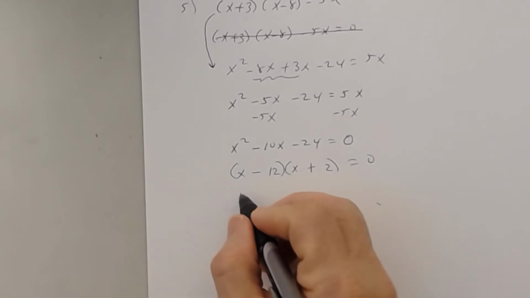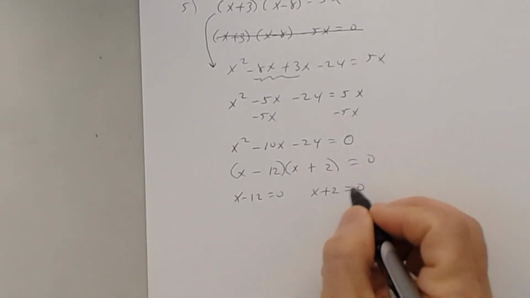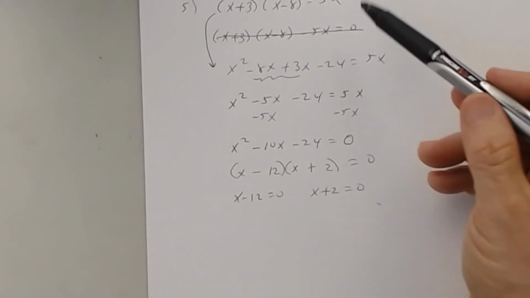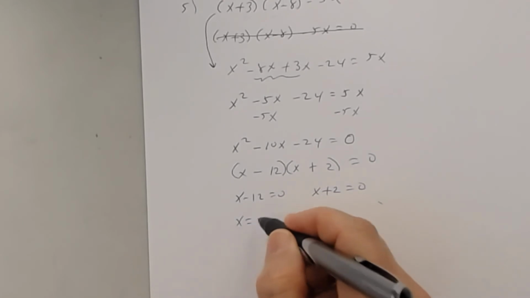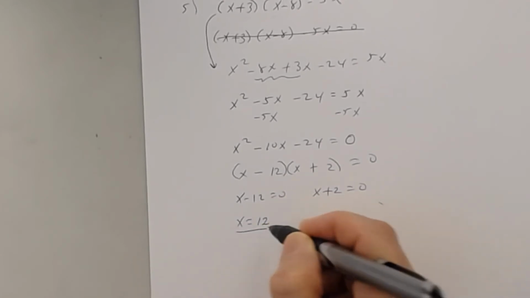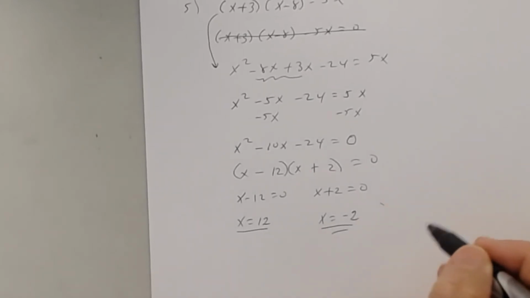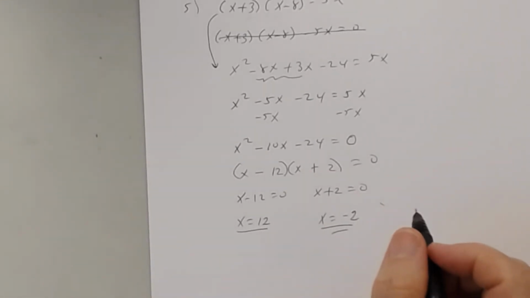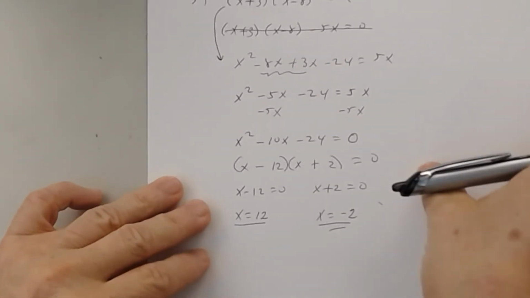Set each factor equal to 0. So x minus 12 equals 0. x plus 2 equals 0. So notice I went from a quadratic equation to two linear equations. So what are your solutions? Positive 12 and negative 2. All right, so positive 12 and negative 2. All right, let's look at one more, and that's this one.